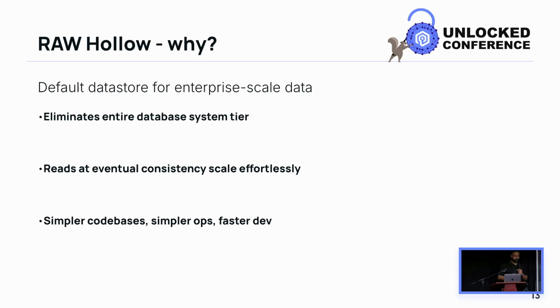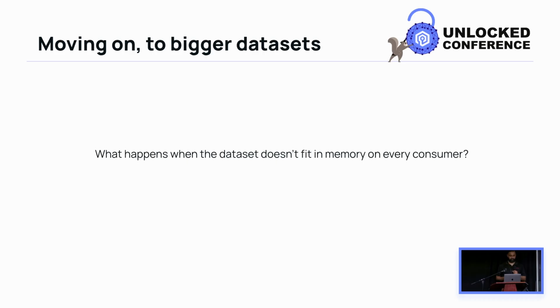And why do we use raw Hollow? Because it eliminates an entire database tier. You used to need a source of truth plus a Hollow producer. Now it's one system, and from this new source of truth, you read at eventual consistency, effortlessly at scale, because every read is an in-memory read for clients. It's become the default data store and cache for enterprise scale, or hundreds of gigs of data scale, at Netflix, and there are about 500 use cases internally and increasing.